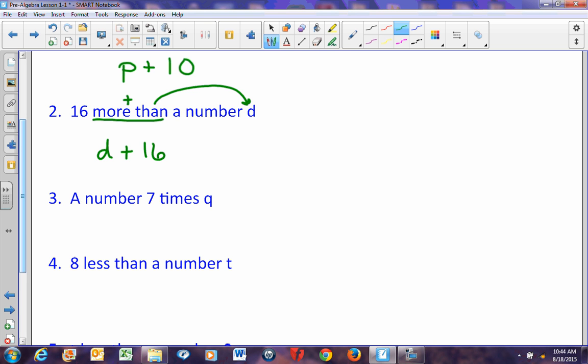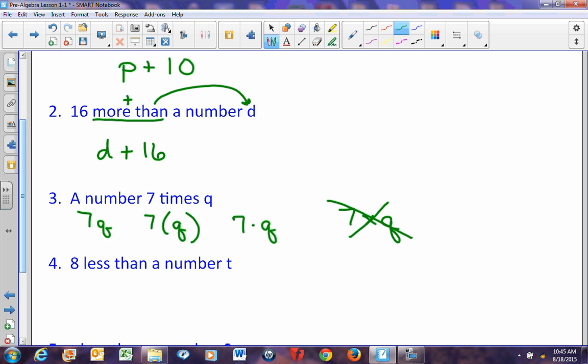Number 3, a number 7 times q means 7 multiplied by q. Since this is a pre-algebra class, we're going to do things algebraically rather than mathematically, which means 7 times q, no mathematical operator needed, or you can do 7 parentheses q. Do not use the little multiplication symbol. If you are going to use a multiplication symbol, you should use the dot. And notice in each one of these, the number comes before the variable, because in algebra, we write the number before the variable when it comes to multiplication. That's just the proper way of writing it. Any of those three would be fine. Please do not use this.